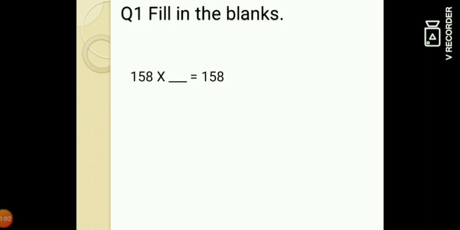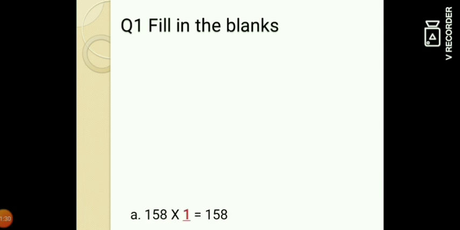So this is the question from our maths course book. See, the question says: what must be multiplied to 158 so that we get 158 as the answer? It is the same as the property which we have learned. It is the multiplicative property of 1. So, what number will be multiplied? Yes, correct. 158 will be multiplied by 1.